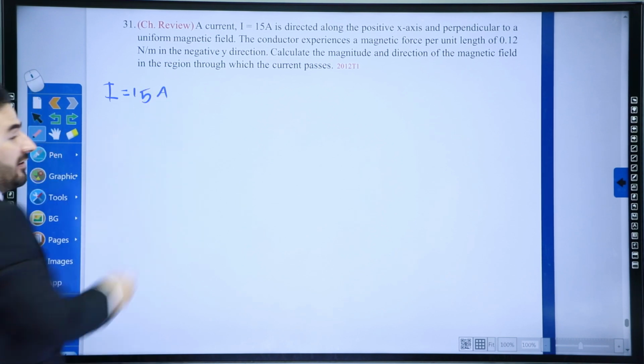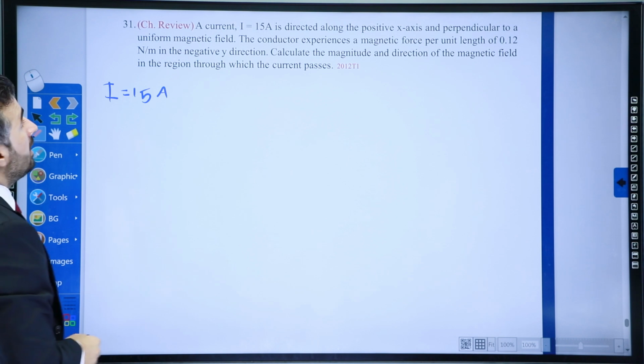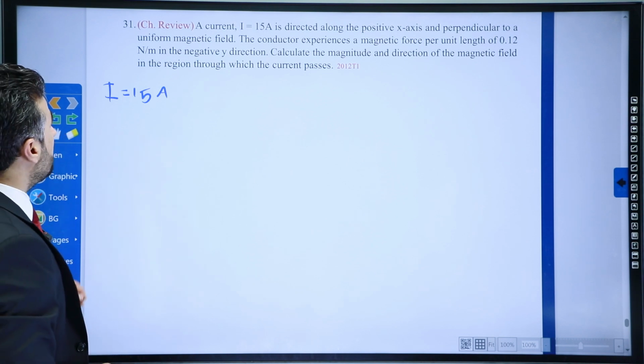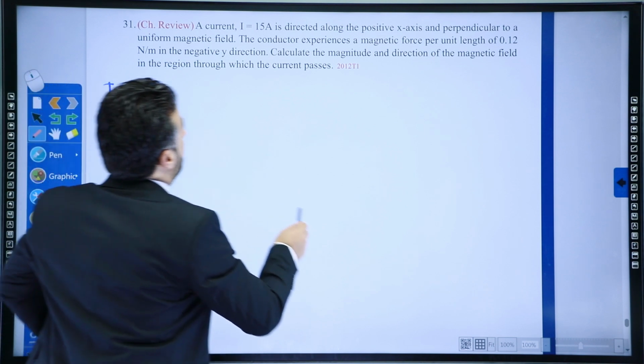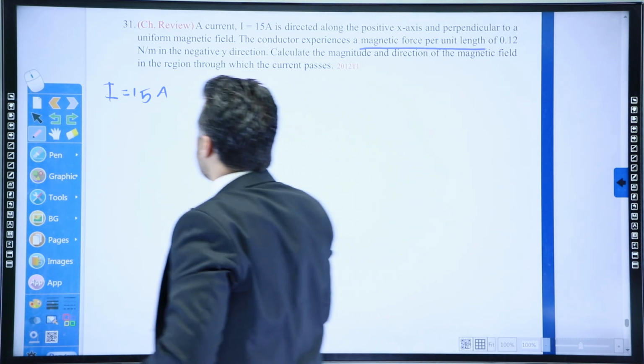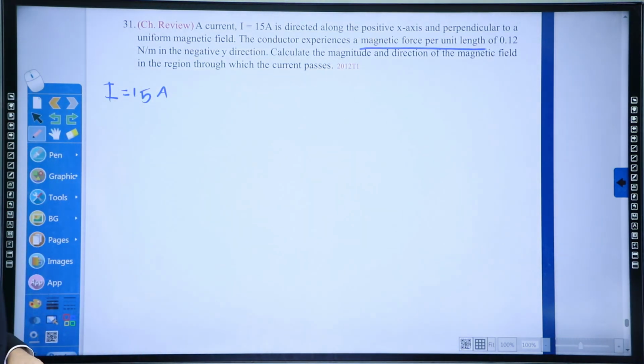We have 15 amperes. Very good. It says the current is directed along the positive x-axis, perpendicular to a uniform magnetic field. The conductor experiences a magnetic force per unit length. What does a magnetic force per unit length mean?